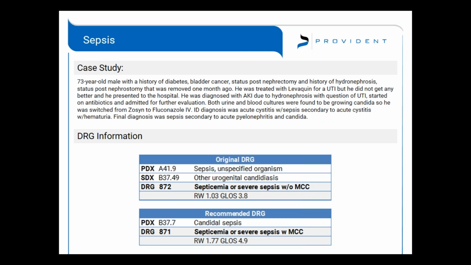This is actually based off a real case, and the coder originally went with sepsis of unspecified organism, and then had a secondary diagnosis of other urogenital candidiasis. So they didn't use the combination code for candidal sepsis, which is what we recommend. By using the combination code in ICD-10, it actually shifts the DRG from 872 to 871. So it's very important with the new ICD-10 DRG methodology that using the combination code shifts the DRG with just one code.